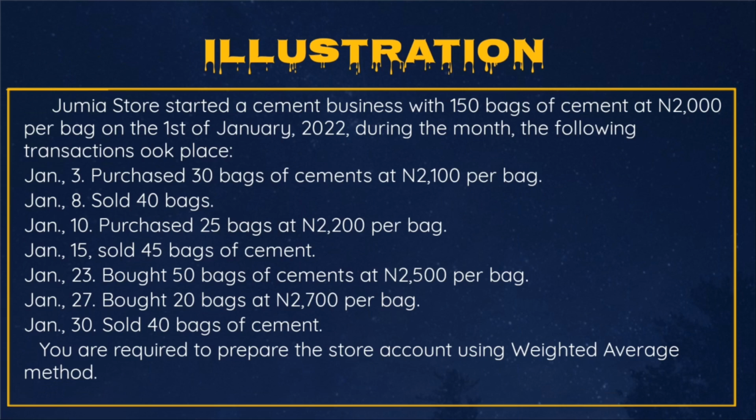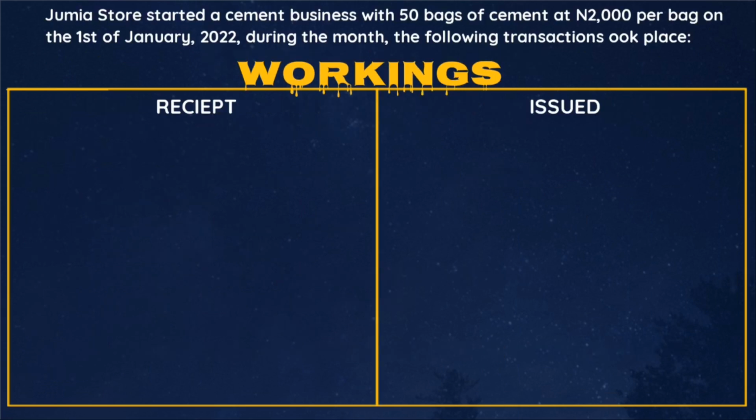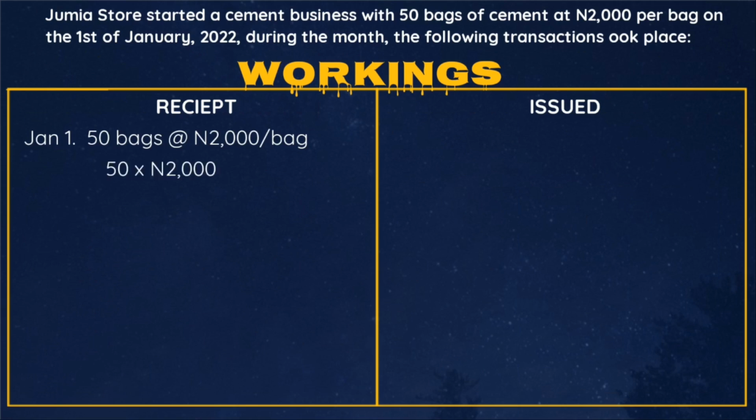How do we go about it? Just like we had it in my previous video, the first thing is to show the workings. So let's open our workings. The first entry, Jumia store started the cement business with 50 bags of cement at 2,000 naira per bag on January 1st. So that will be 50 times 2,000 naira. If we multiply 50 times 2,000 naira, it's going to give us 100,000 naira.